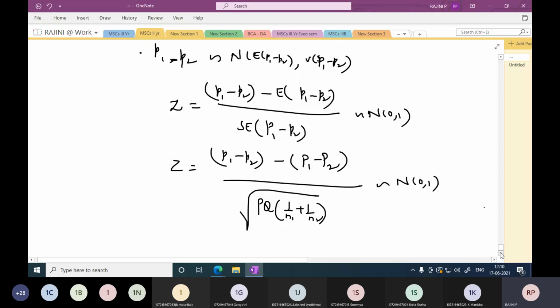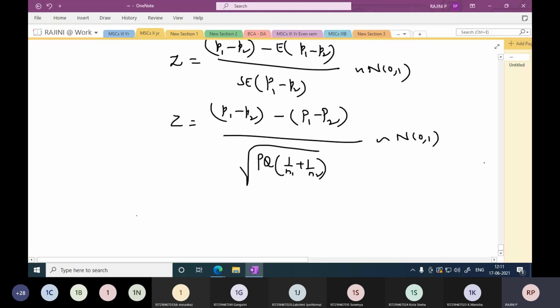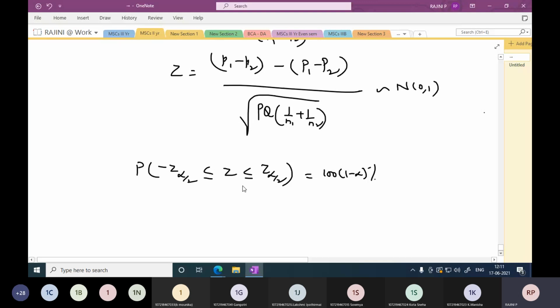Now you know, by the definition of the standard normal probability from the table, that the probability of minus Z alpha by 2 less than or equal to Z less than or equal to Z alpha by 2 is equal to 100 into 1 minus alpha percentage. This is the definition of the normal distribution. So in place of Z, substitute this, and remove each and every term simultaneously, leaving only the middle part. Let me know what the confidence interval is.